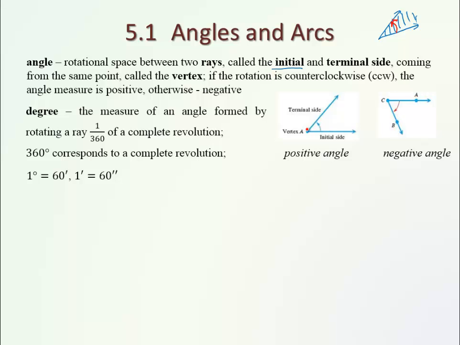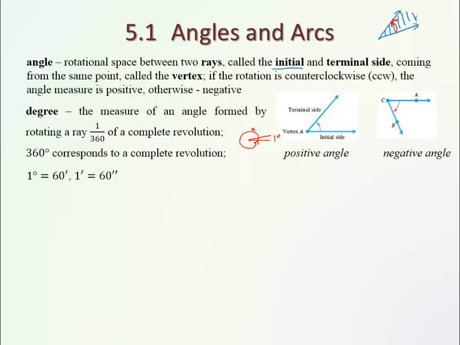We can measure angles by using degrees. One degree is a measure of 1/360th part of a complete revolution. So if we have a complete revolution from 0 to 360 and we divide this circle into 360 equal parts, then one such part will have a measure of 1 degree. Therefore, 360 degrees corresponds to a complete revolution.